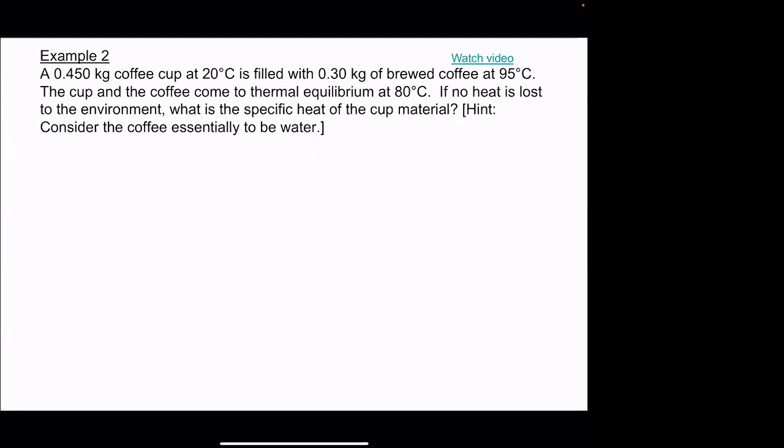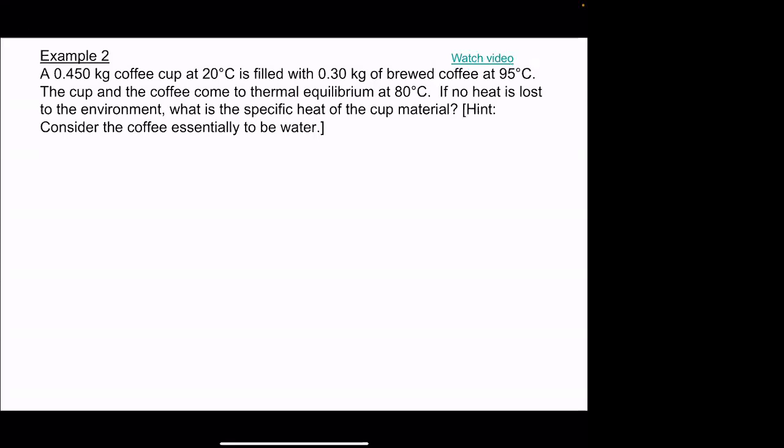So a 0.450 kilogram cup at 20 degrees Celsius is filled with 0.30 kilograms of brewed coffee at 95 degrees Celsius. The cup and the coffee come into thermal equilibrium at 80 degrees Celsius. If no heat is lost to the environment, what's the specific heat of the cup material?